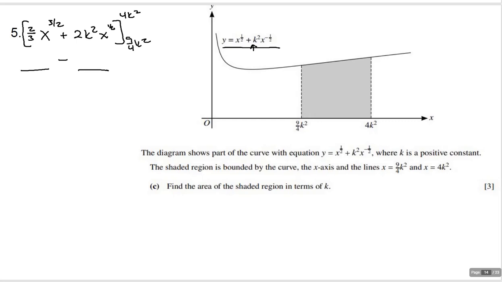Okay, so hopefully you were able to do that. Let's see what we got here. If I put a 4k squared in here, it looks like this. Whoops, 2/3. And then it's going to be 4k squared over 1. And this is going to be, whoops. Hang on, let's reverse this.